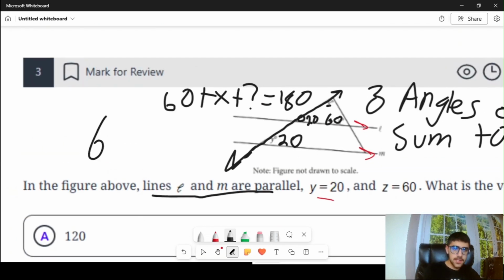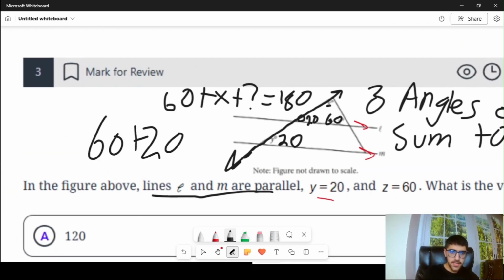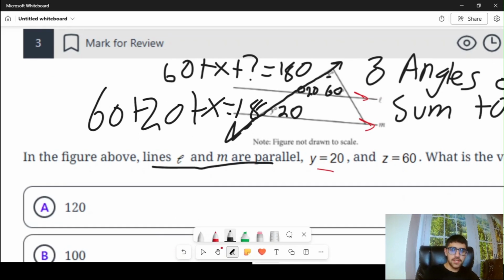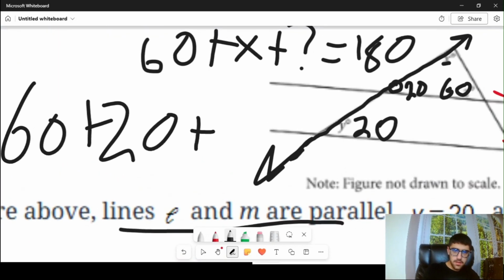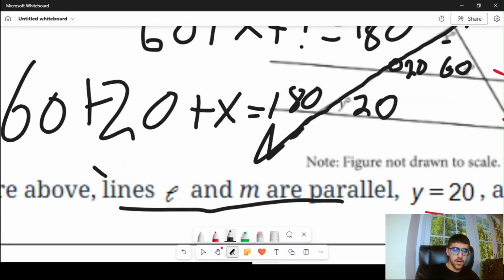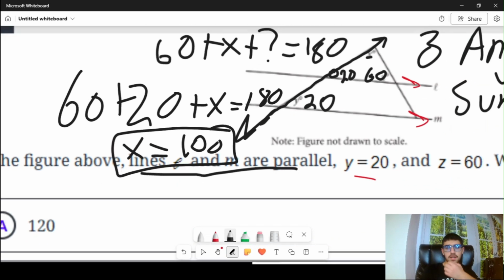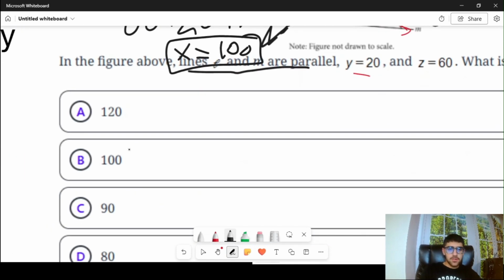So 60. And you could put this into Desmos technically. 60 plus x equals 180. Then if you want, put it into Desmos. And then I solve for x. X is equal to 100 using basic algebra. X is equal to 100. So yeah, that is how you would solve this.